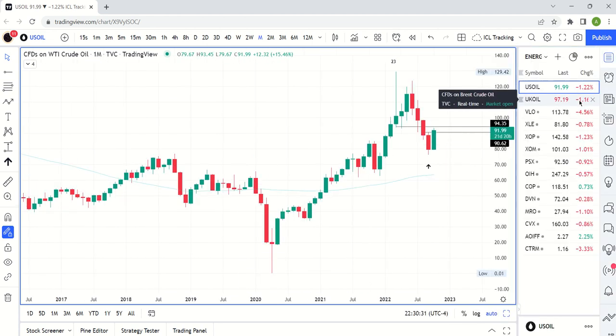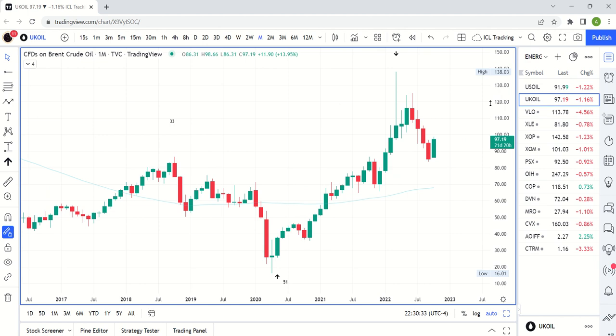And let's see what Brent is doing on this same level. Brent has just slightly made a higher high as well, and Brent is more what is trading in the European market, outside of the US, let's say.